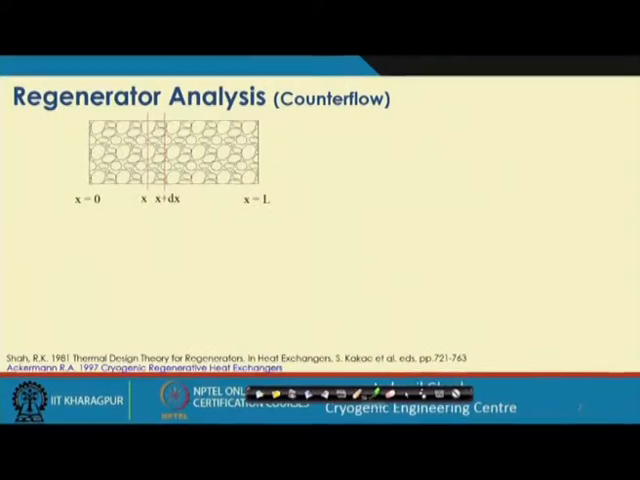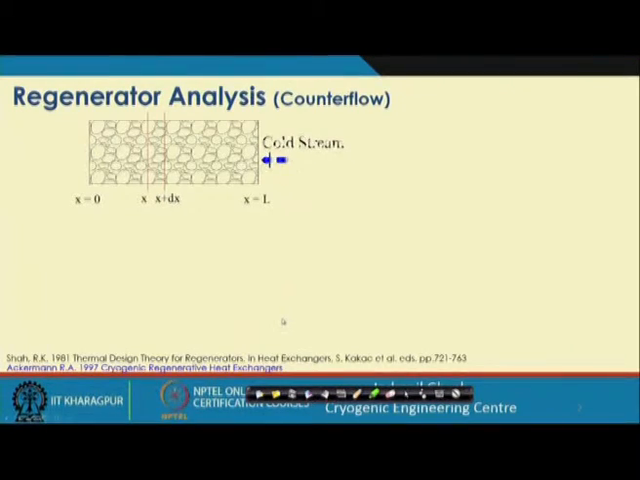Now in the case of the fixed bed regenerator, you may remember that we have solved this kind of regenerator problem, where in one cycle the hot stream is flowing, and in the other cycle the cold stream is flowing from the opposite direction. So, that is how it forms a counter flow regenerator.